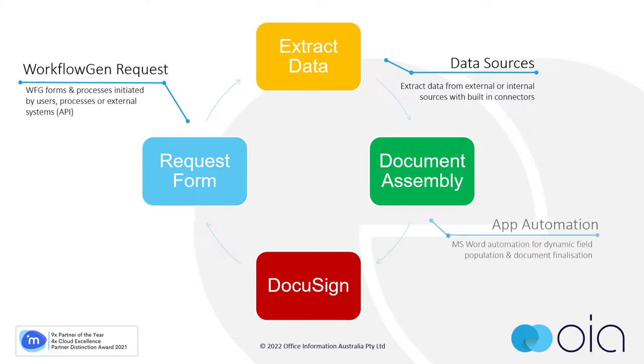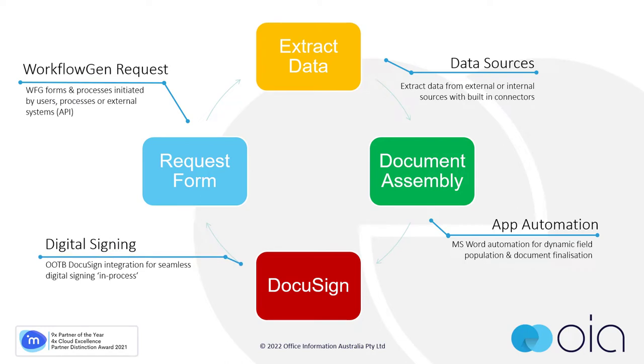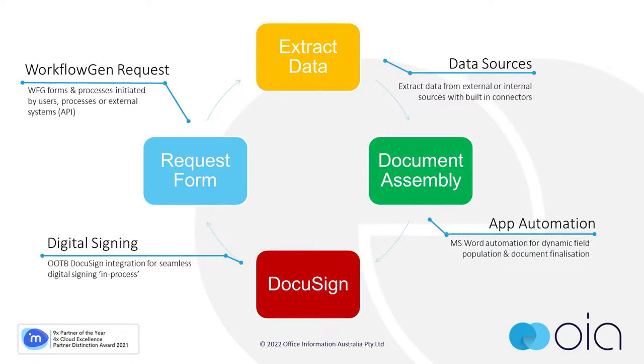Then we can take that data that we've collected from the data sources and use some kind of application automation to go ahead and assemble that document. So in this case, we're just using Microsoft Word and some dynamic fields which will be populated from data that we've collected as part of the workflow. And lastly, it's going to be sent off on a digital signing process. We're using WorkflowGen's out-of-the-box DocuSign integration, which allows us to take the document we've just created, send it out for a DocuSign process, and then bring it back into our internal systems. So now it's time for the demo.